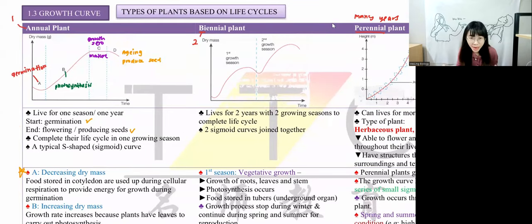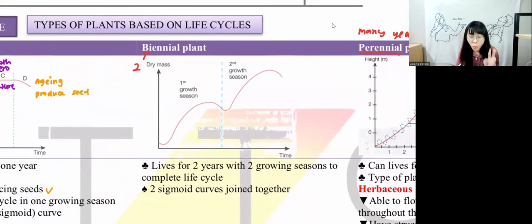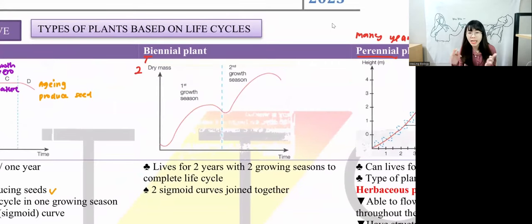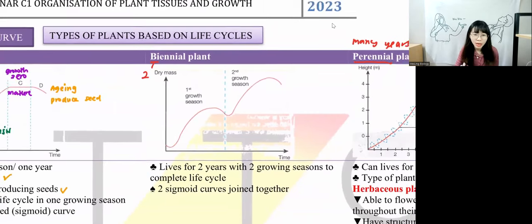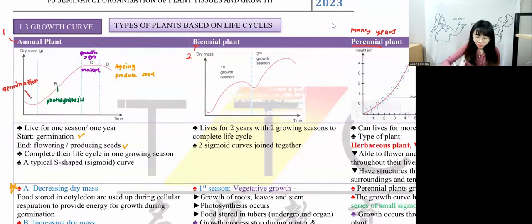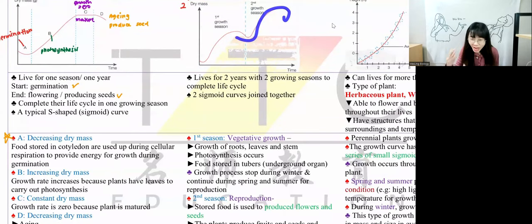But for biennial plants, bi means two. We have two different seasons over here. Either they can live for two seasons or 2 years. We have two sigmoid growth curves, which means this and this are the same, but they can continue over here. We have vegetative growth and reproduction. Vegetative means they will start to produce leaf, stem, and root. And they can carry out photosynthesis. They will produce food exactly the same as just now. But usually the food that they produce is stored in underground organs. We call them tubers.